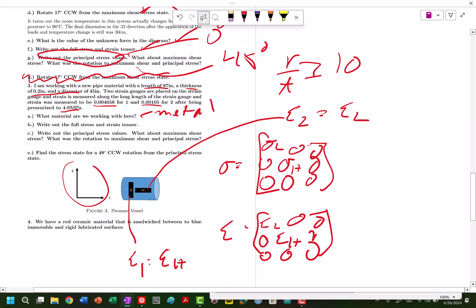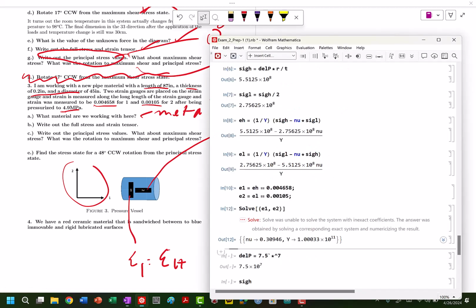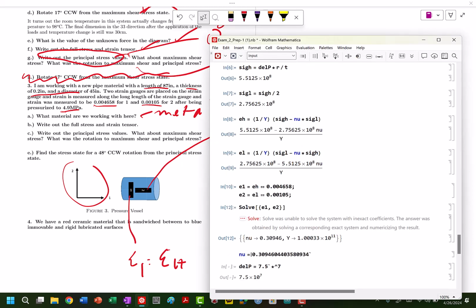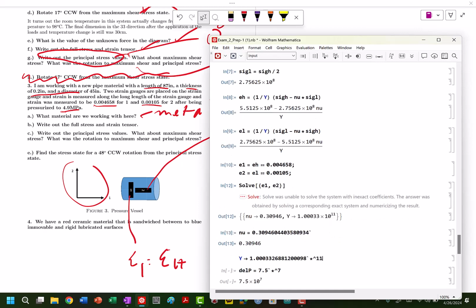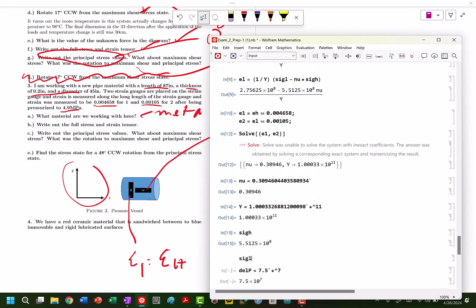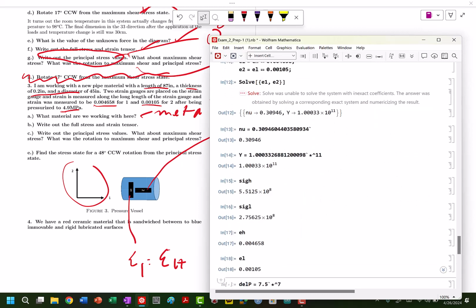Once we have those values as well, let's go ahead and define that here. Let's say that our nu is equal to this. So our nu is this. Our Young's modulus is this. So now we can say sig H, sig L, EH, EL, even though we know those already. So we have all those values.